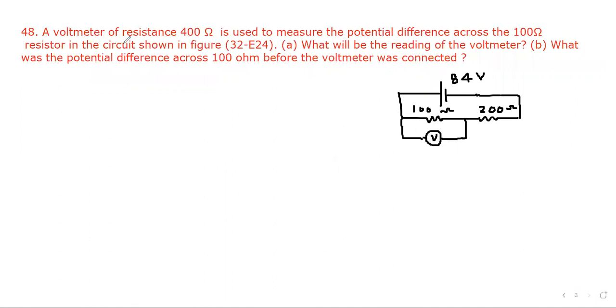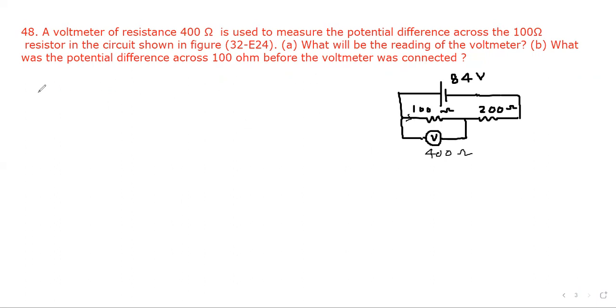Next question says a voltmeter of resistance 400 ohm. Here resistance of voltmeter is 400 ohm, used to measure the potential difference across 100 ohm resistor. This is 100 ohm in the circuit shown. What will be the reading of the ammeter, voltmeter? So we have to find out the potential difference across 100 ohm resistor, and what was the potential difference across 100 ohm before the voltmeter was connected? If there is no voltmeter, then this 100 ohm and 200 ohm will be in series.